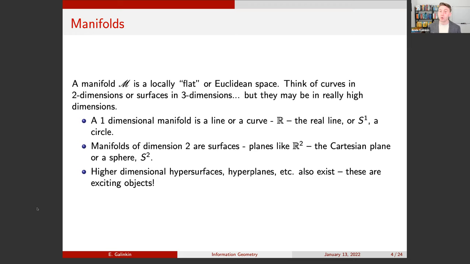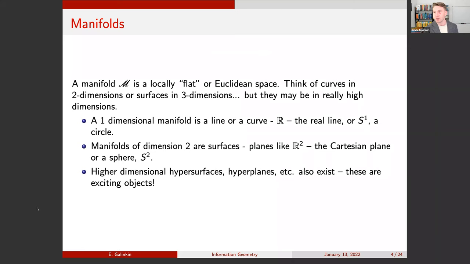So some examples of manifolds that you may be familiar with are, right? Just the real line, that's a manifold. S1 is just the circle, the unit circle. That is a manifold as well. You have manifolds of dimension 2. So those are your surfaces, your Cartesian plane, which I like to illustrate with a piece of paper, or a sphere, right? That is your empty sphere, your S2. And of course, you can have higher dimensional hypersurfaces and hyperplanes and whatever, right? And a lot of these are really exciting objects. They're really exciting objects for a lot of reasons. My personal motivation tends to be in statistical learning, right?